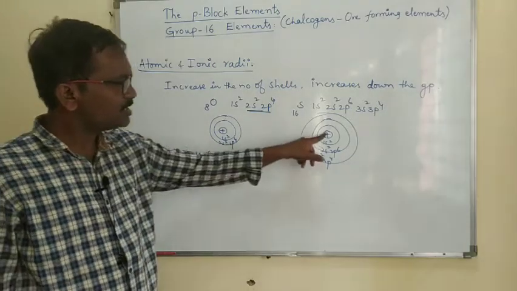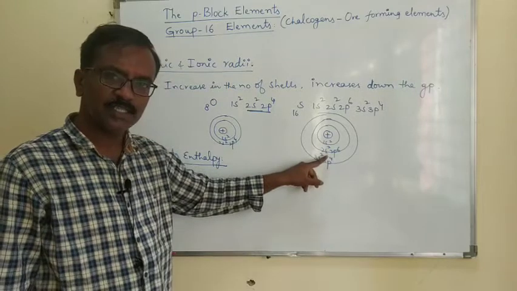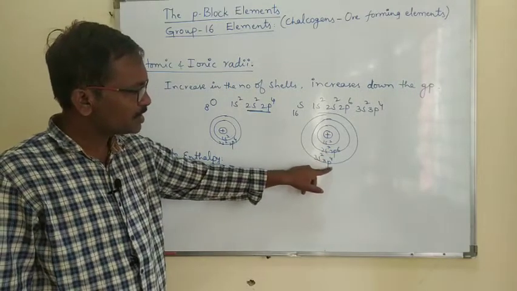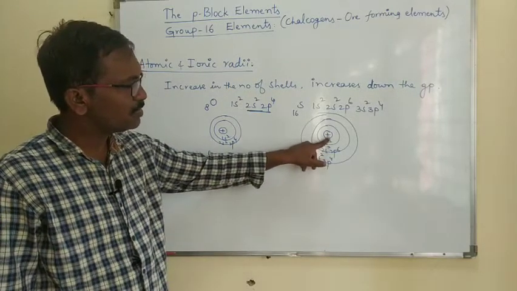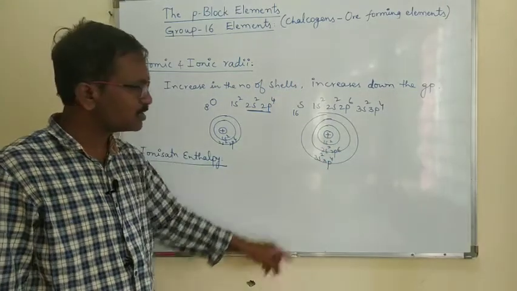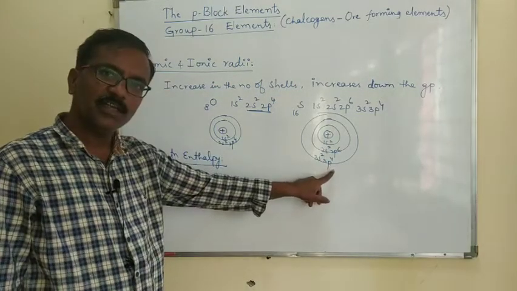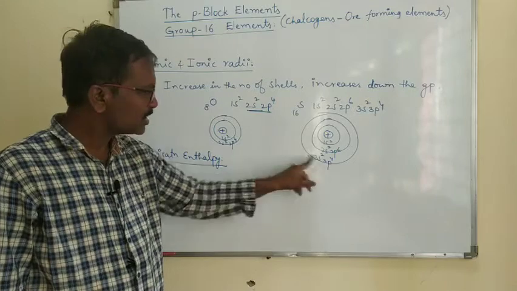As the size increases, what happens? This electron has much less attraction towards the nucleus. So the ionization enthalpy will be very, very less compared to oxygen.